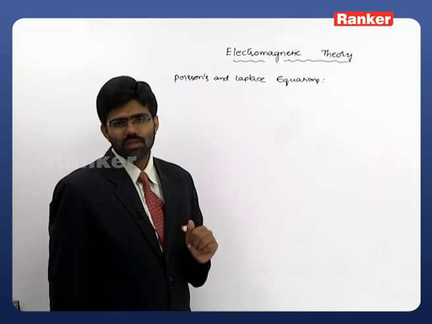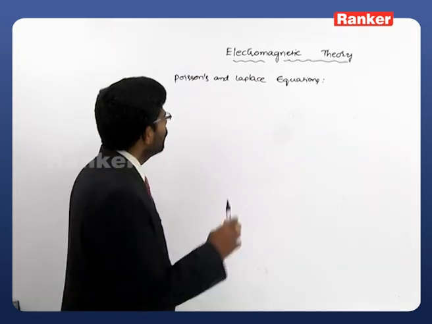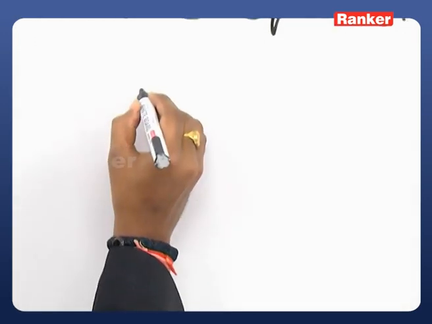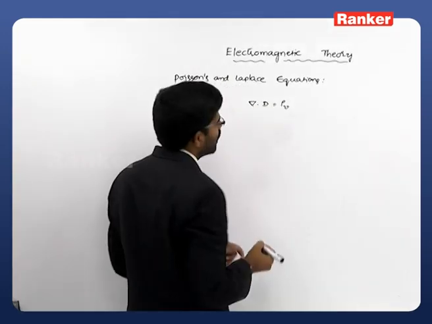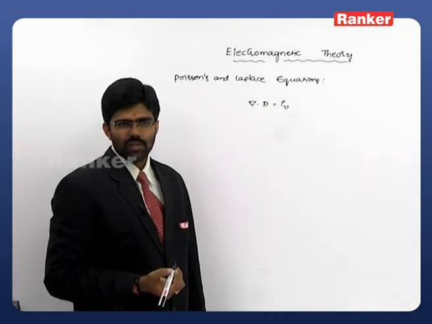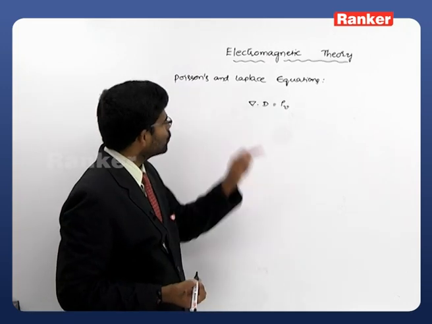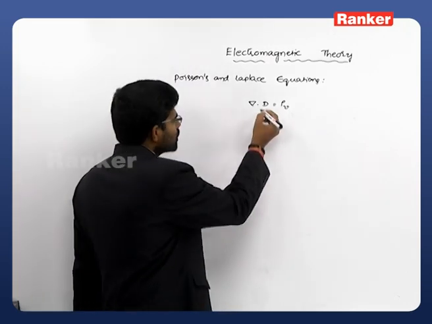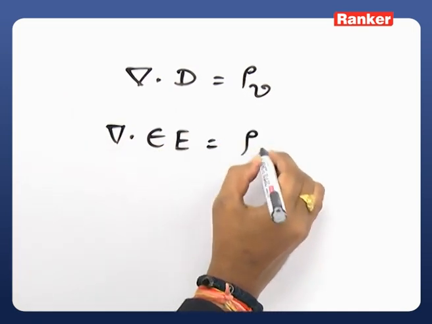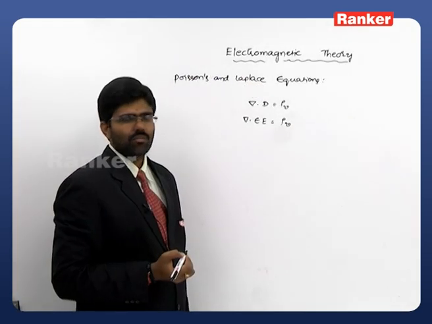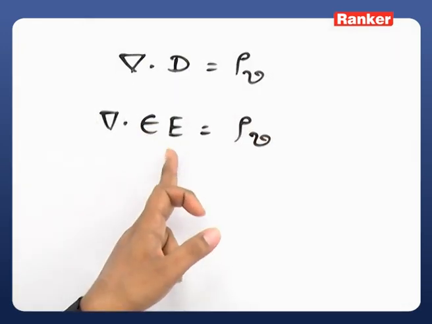So what are those equations? Just we will derive them using our Gauss law. Already we know the Gauss law gives us a relation that del dot D is equals to rho v. So this del dot D is equals to rho v will be modified now. Instead of this D, what I am writing is del dot epsilon E is equals to rho v. For a dielectric medium, just D can be replaced with epsilon E.